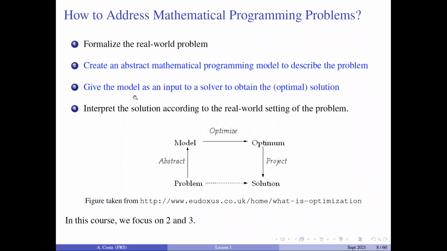Then when we have that, we need to solve the problem, right? So we give this model we have just created as an input to a solver, and we hope to get as an output the optimal solution for our problem.